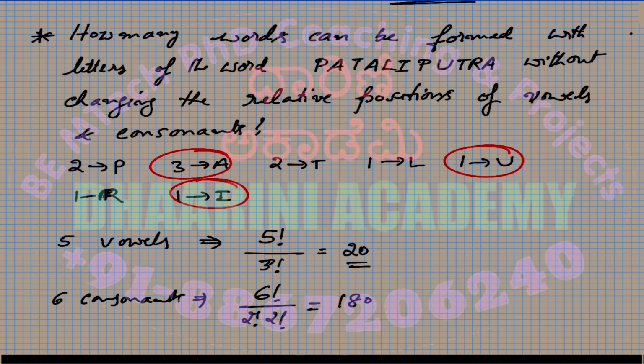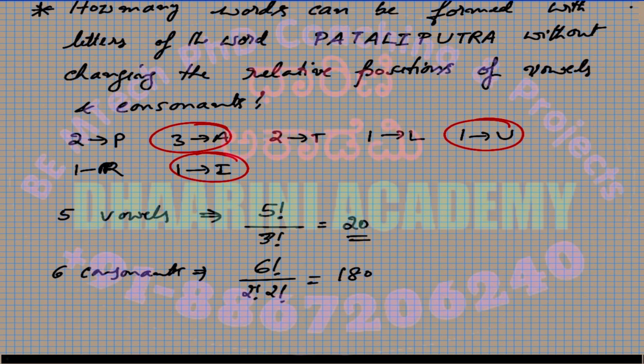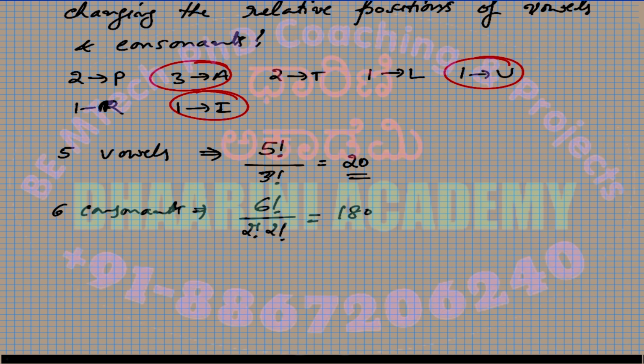So yes, therefore, since it is an AND operation, the 5 vowels can be arranged among themselves and the 6 consonants can be arranged among themselves, right? So the answer becomes equal to 3600, that is equal to 180 into 20.